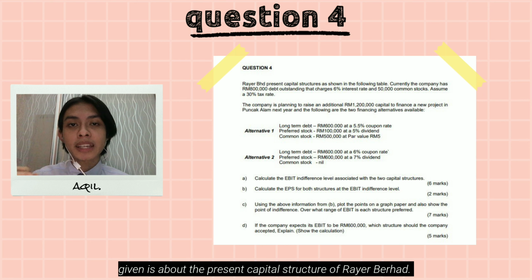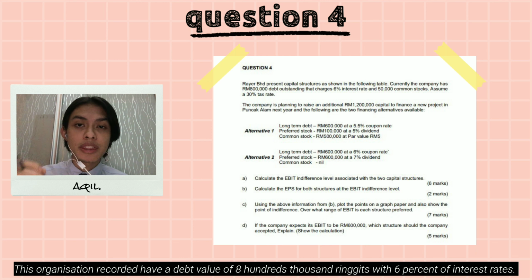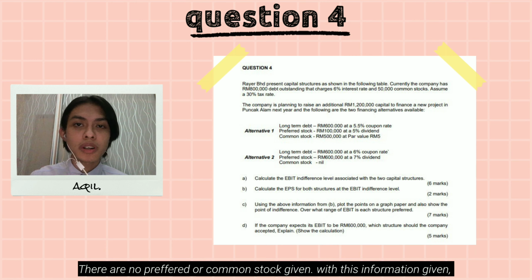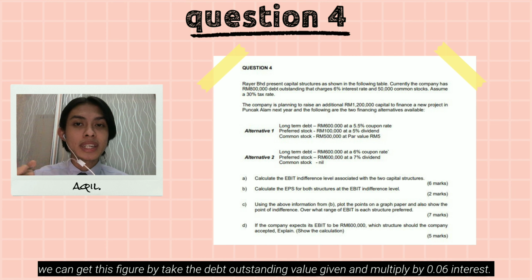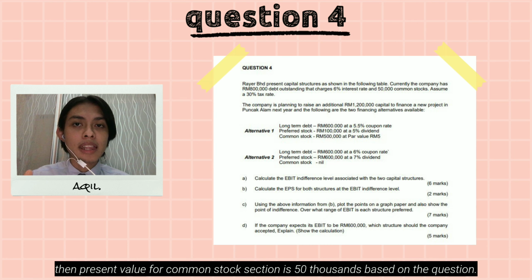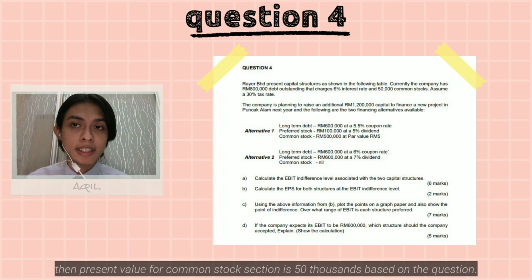Given is the present capital structure of Raya Berhad. This organization has a debt value of 800,000 ringgit with 6% interest rate. There are no preferred stocks, and no common stock given. With this information, we can conclude the present value for the debt section is 48,000 ringgit. We get this figure by taking the debt outstanding value and multiplying by 0.06 interest. Then the present value for the common stock section is 50,000 based on the question.